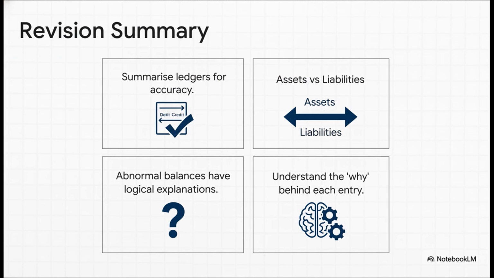Okay, so let's boil it all down. What are the absolute key takeaways? 1. Control accounts are summaries. They make life easier and help you find errors. 2. Sales ledger is an asset, what's owed to you. Purchases ledger is a liability, what you owe. 3. Don't panic if you see an abnormal balance. There's usually a good reason for it. And most importantly, don't just memorize where things go. Understand why they go there. If you get the logic, you can't go wrong.